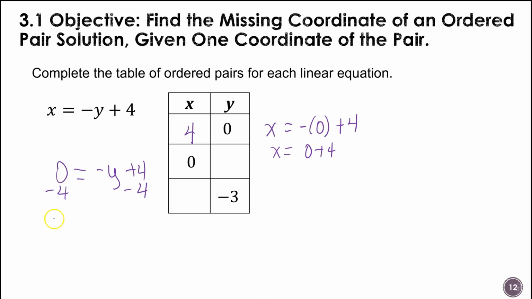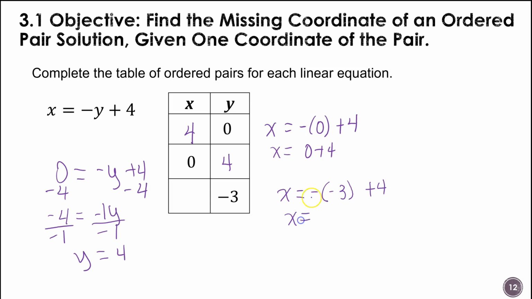Subtract 4. And then this really means -1y, so you divide by -1, and y equals 4. So basically you're saying when x equals 0, y equals 4. And then on the last ordered pair, -3 goes in for y. Notice it was already -y, so be careful there when you substitute. Put parentheses in and keep that negative on the outside. And then when we have a double negative, right, that's minus the opposite, which makes that a +3, and x is 7.